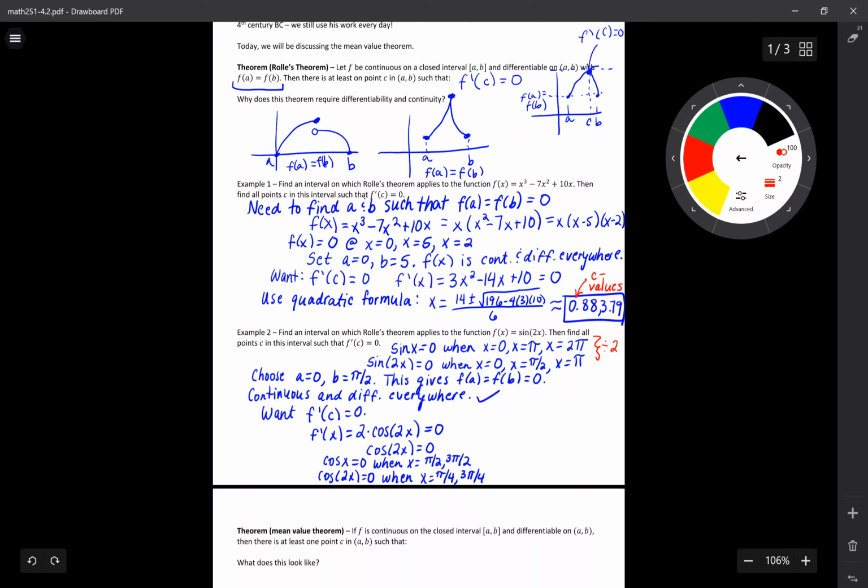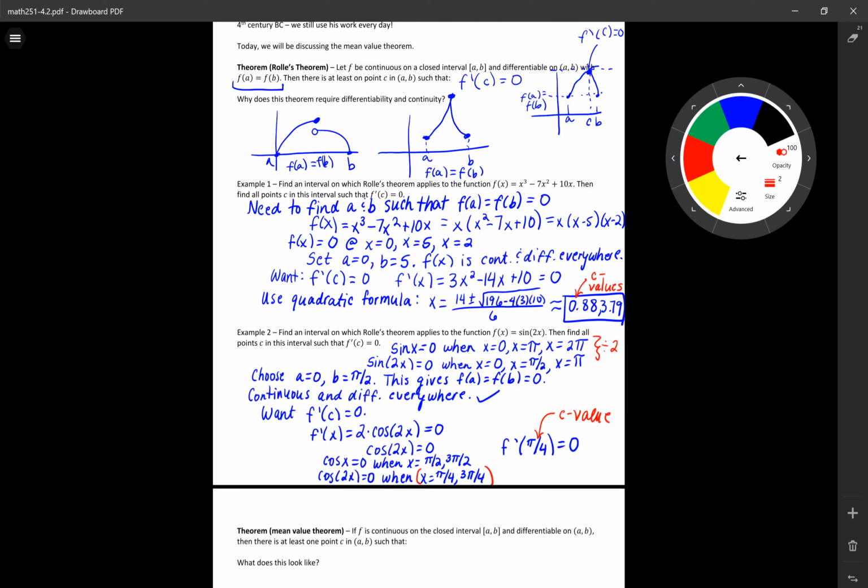So I have these two possibilities right here, x equals pi over 4 and 3 pi over 4 for my c value. In this case, only one of them is in my interval from 0 to pi over 2. So I get that f prime of pi over 4 is equal to 0. Pi over 4 is in my interval from 0 to pi over 2. If I had chosen the interval from 0 to pi, then I would have both of these answers, and so on. So this pi over 4 here is my c value.